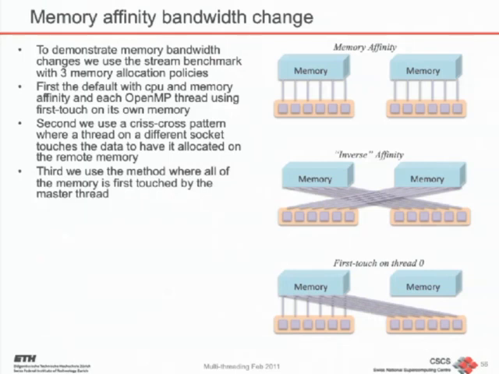The third method is where all the memory is first touched by the master thread, so I do it just with one thread, and therefore all the memory will be allocated on my local node, and then I start up the OpenMP threads to run everywhere. So they're all now concentrating onto one node. Okay? Do you understand what I'm saying there? Yeah?